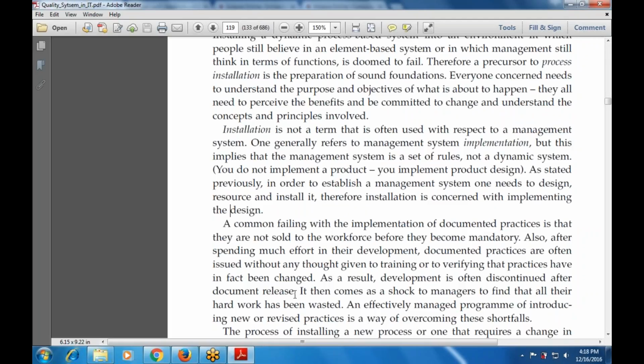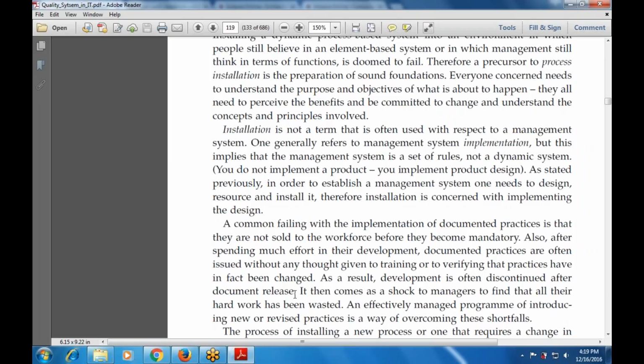And a common failing is with the implementation. What is the common failure of the implementation? That is the documentation process. It is not sold to the workforce before it becomes mandatory. And also, after spending much effort in their development, documented practices are issued without any thought given to training or to verifying that the practices in effect have been changed.